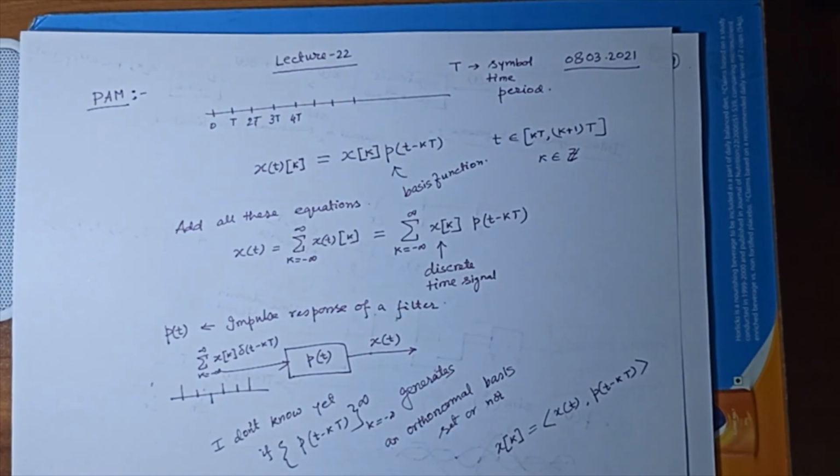Yeah, once that is done, then we can move towards complex valued signaling, which is the quadrature amplitude modulation. Okay, so till then, bye.